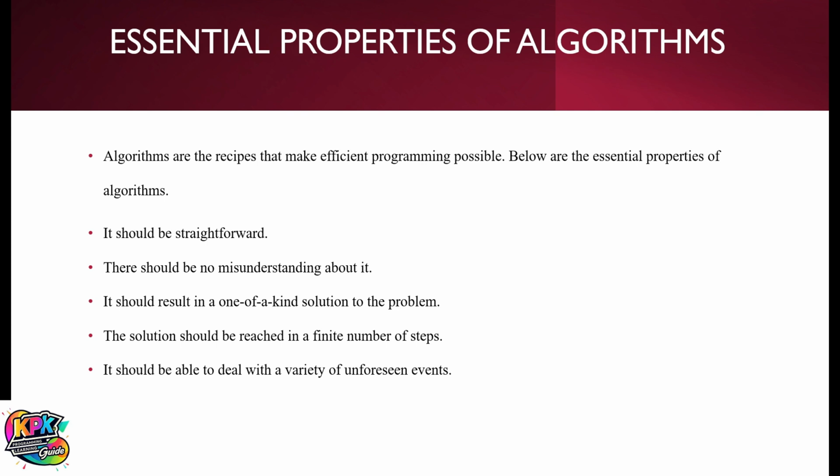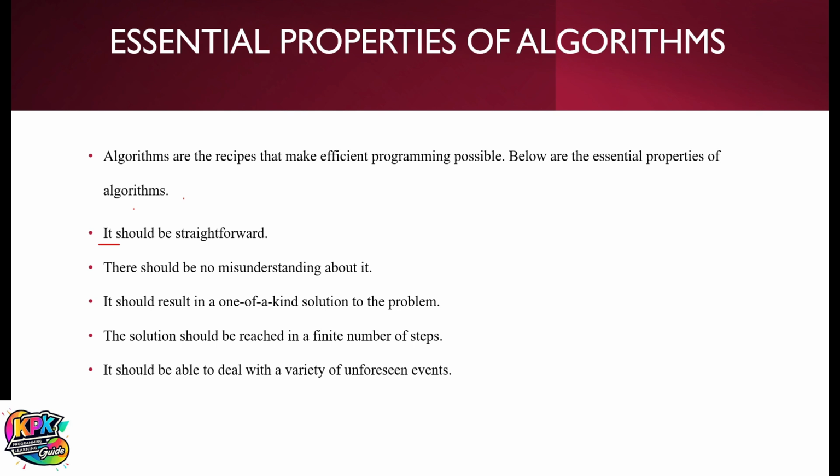Okay, so essential properties of an algorithm. Algorithms are the recipes that make efficient programming possible. Below are some of the essential properties of algorithms. One, an algorithm should be straightforward. It should be very clear, it should be very straight.